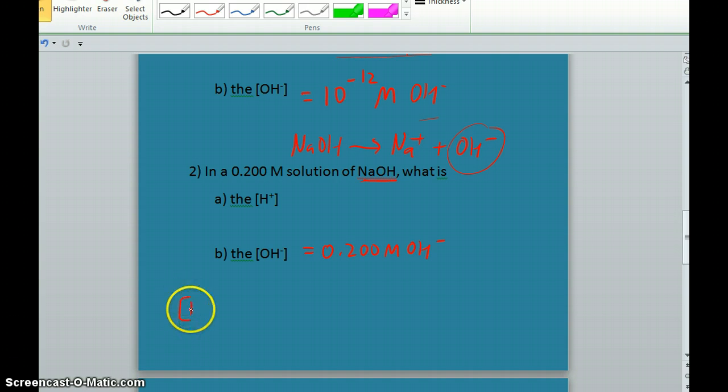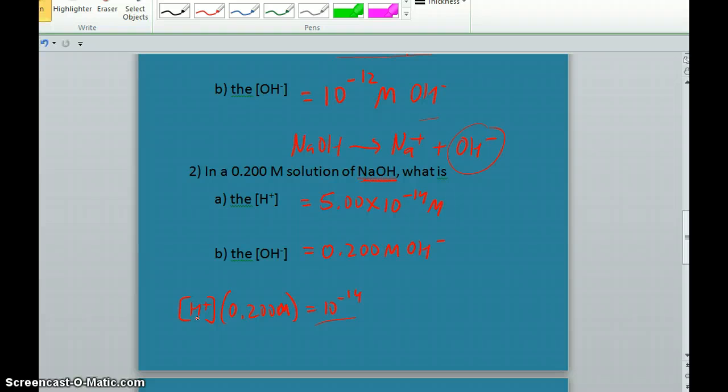Well, I know that whatever it is, the product of it and the hydroxide concentration has to equal 10 to the negative 14th. And therefore, if I divide 10 to the negative 14th by 0.2, I get a proton concentration of 5.00 times 10 to the negative 14th molar. So I reiterate, because the product of these two ion concentrations is always a constant, you can always find one if you're given the other, and vice versa.